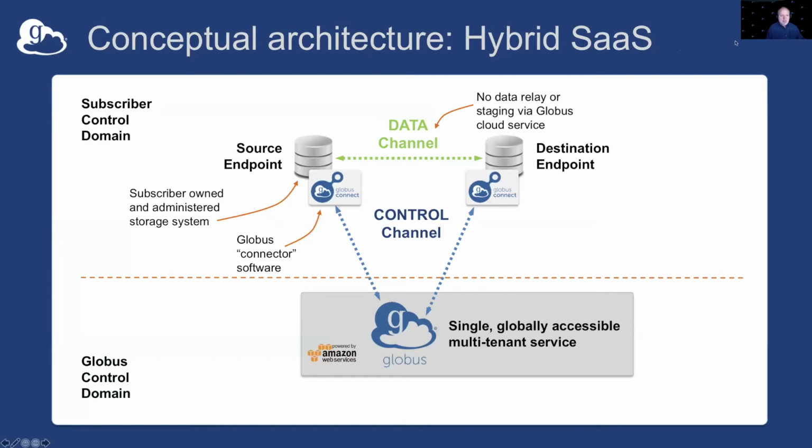So the very high level architecture of Globus is we have this service at the bottom here. That's something that we host and operate on AWS. We don't have our own infrastructure, data center or any other sort of hard infrastructure.